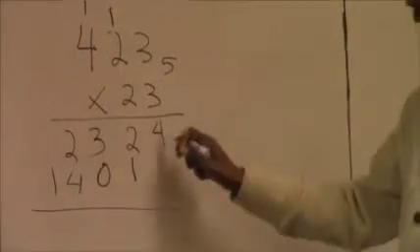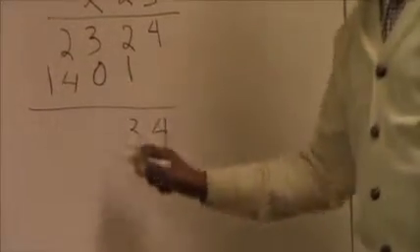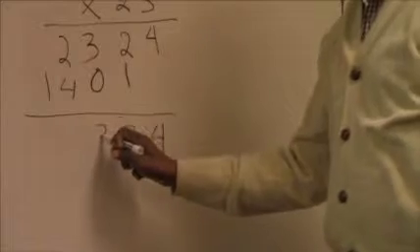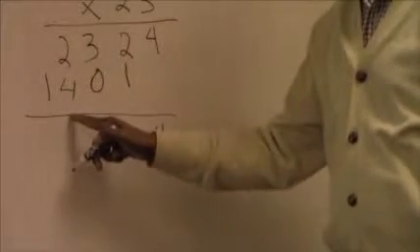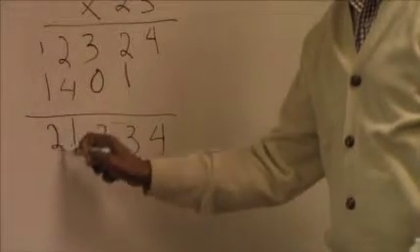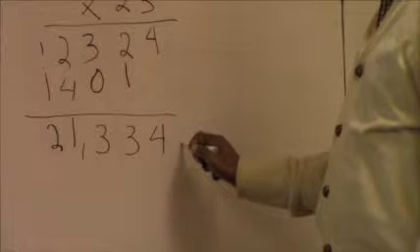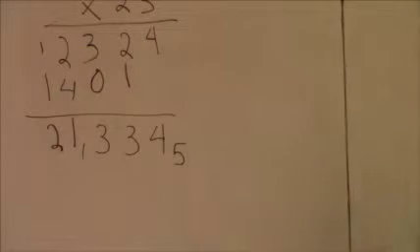Now I must add. So I have 4. 2 plus 1 is 3. 3 plus 0 is 3. 2 plus 4 is 6, so that's like 1 and carry the 1. 1 and 1 will be 2. So I have 2, 1, 3, 3, 4 base 5. So the product of 423 base 5 by 23 base 5 is 21334 base 5. So let's do another one.